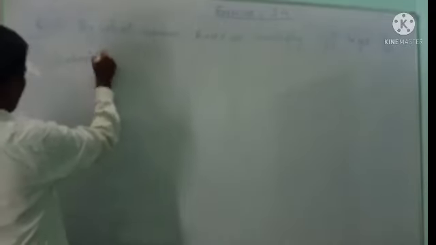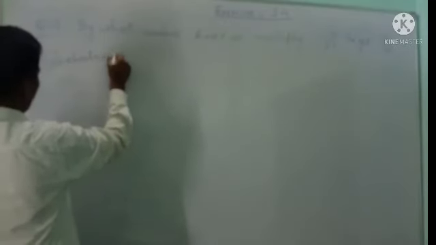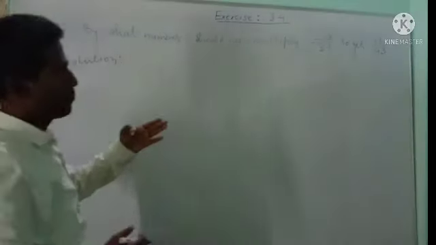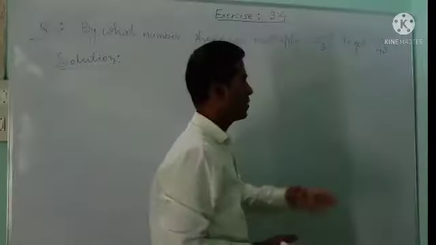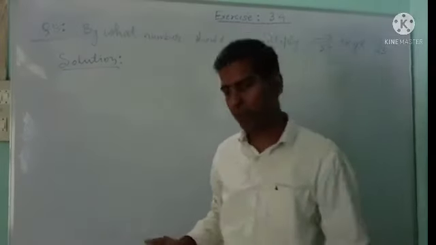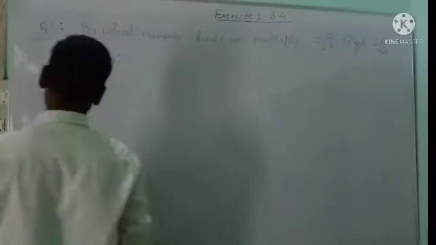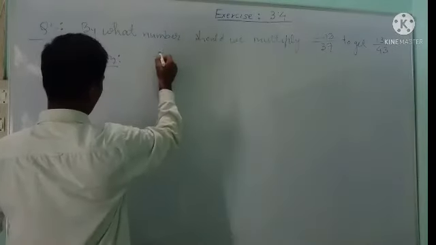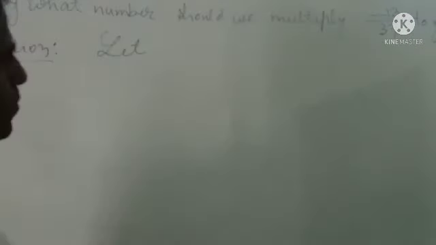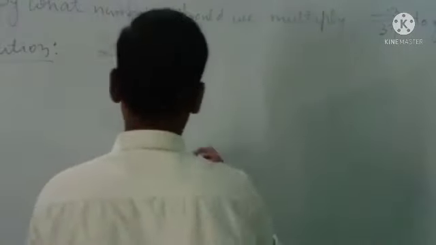Solution. Our question is, by what number should you multiply minus 13 by 37 to get 13 by 43? So we don't know by what number we should multiply. Since we don't know, what we'll do is assume, okay? Let minus 13 by 37 be multiplied by x.